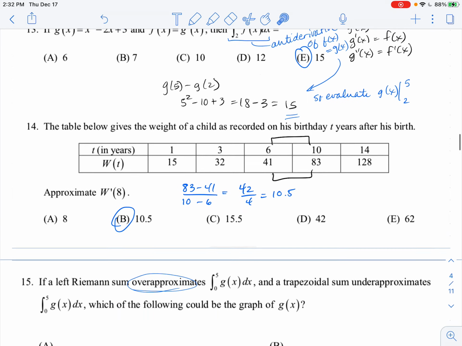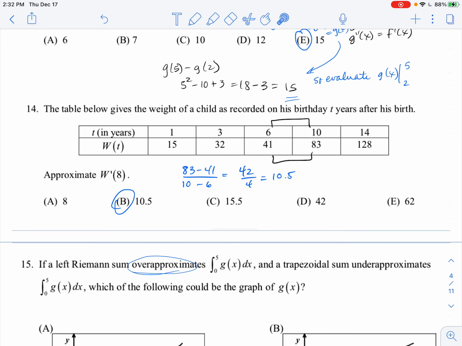And problem number 14, the table below gives the weight of a child as recorded on his birthday, t years after his birth. Approximate the rate of change at 8. And so we'll take two values on either side of 8 and just find the rate of change, which is 10.5.